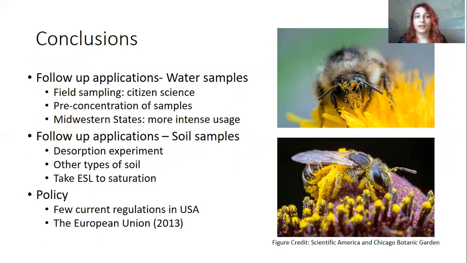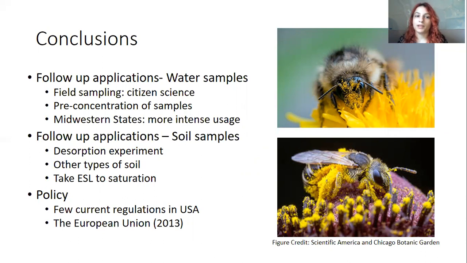And so my conclusions are that there are a bunch of follow-up applications here for the water samples. You could easily have some field sampling citizen science going on. It's not that hard to go into your backyard river and pull out some water. I also think pre-concentration of environmental samples would be really useful because then we could get a concentration hopefully large enough to be detected by our instrument, and samples from Midwestern states or in times when we know that pesticide usage increases would be really awesome, because then we would hopefully see some actual data.